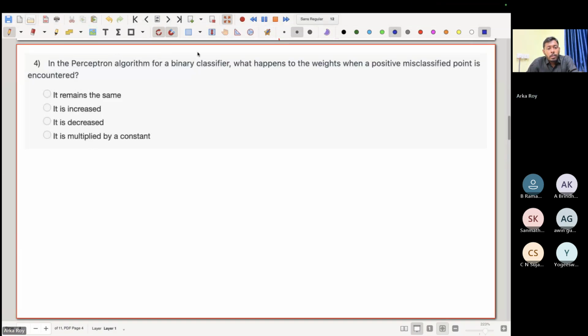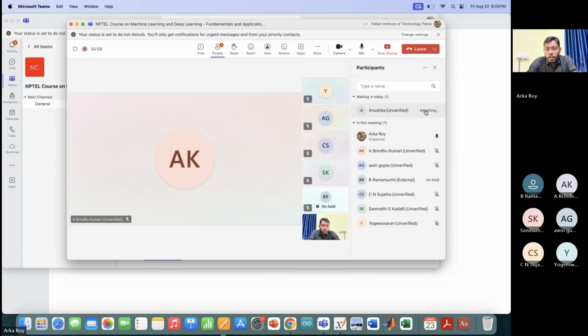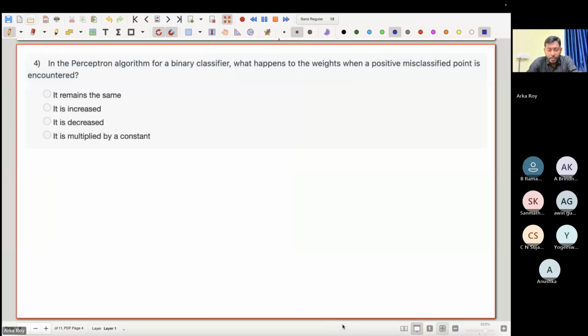Okay. So the next question states that, in the perceptron algorithm for a binary classifier, what happens to the weight when a positive misclassified point is encountered?